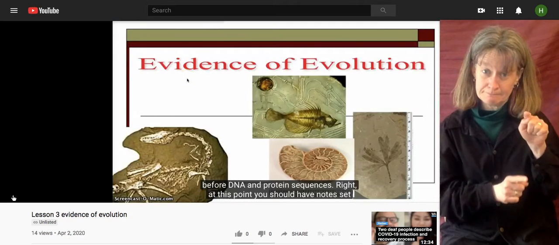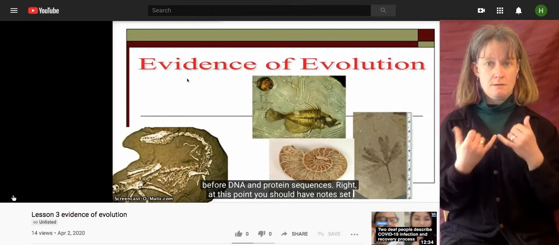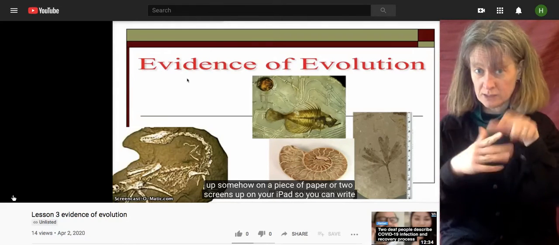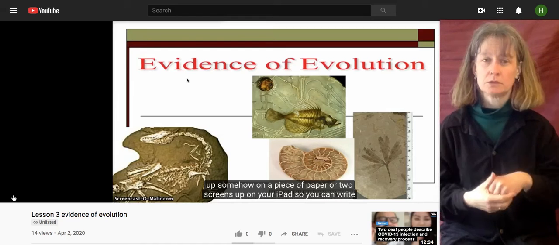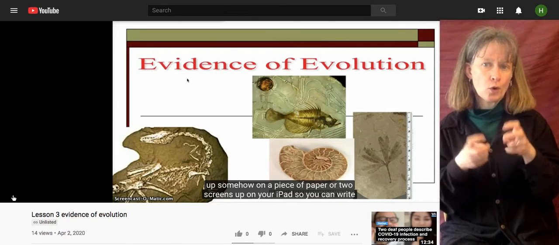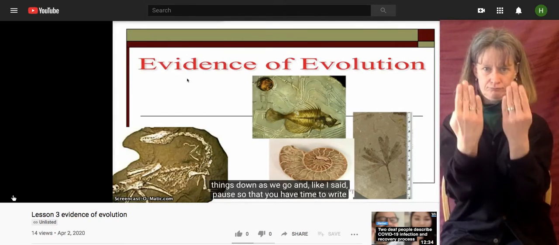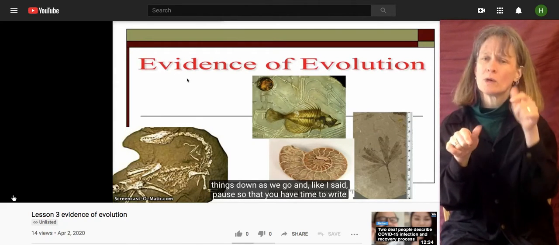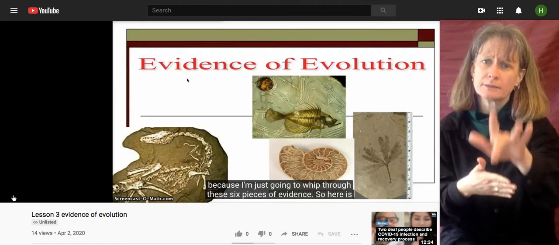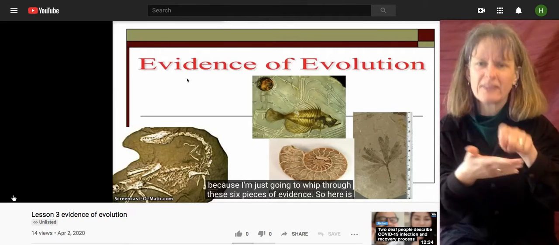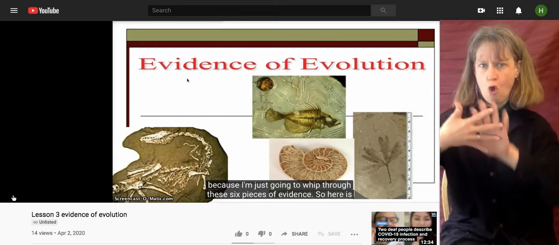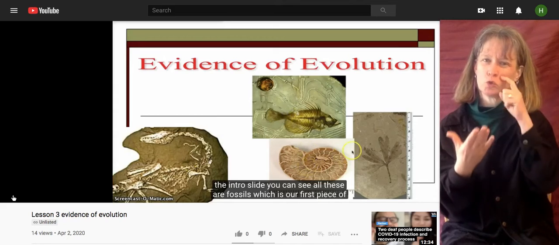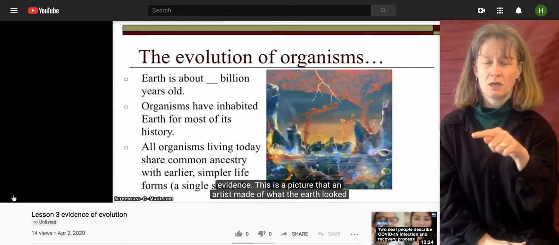Right, at this point you should have notes set up somehow on a piece of paper or 2 screens up on your iPad so you can write things down as we go. And like I said, pause so that you have time to write because I'm just going to whip through these 6 pieces of evidence. So here's this intro slide. You can see all these are fossils, which is our first piece of evidence.